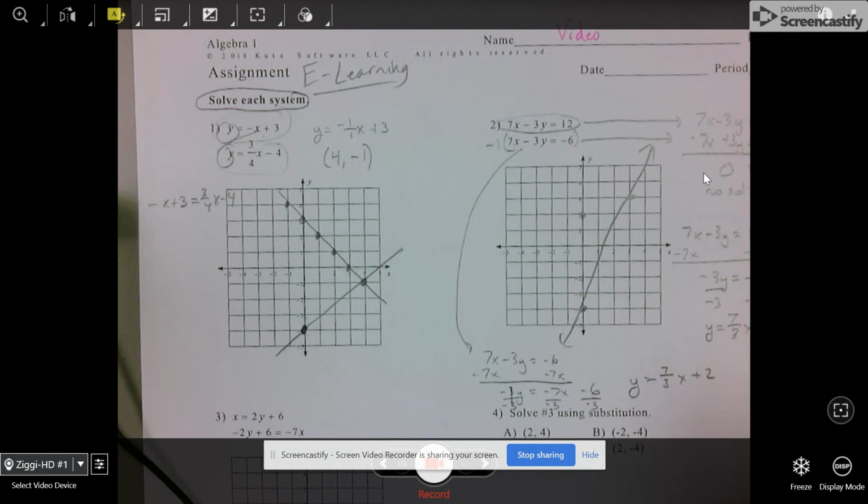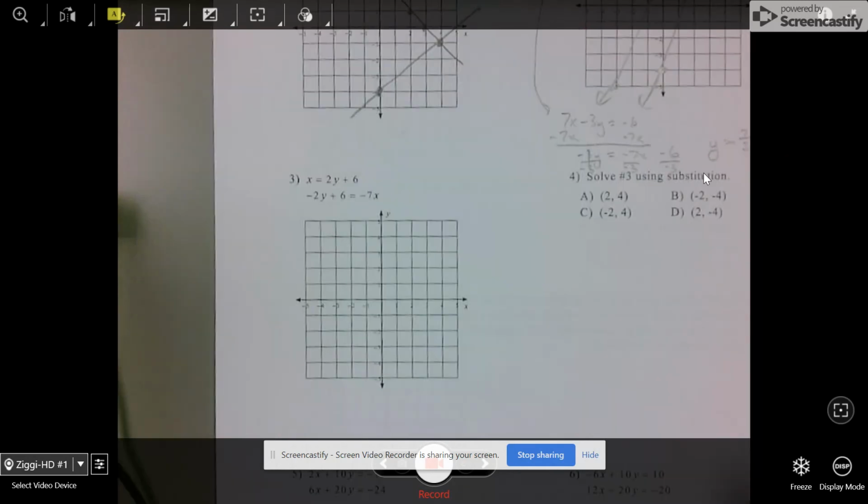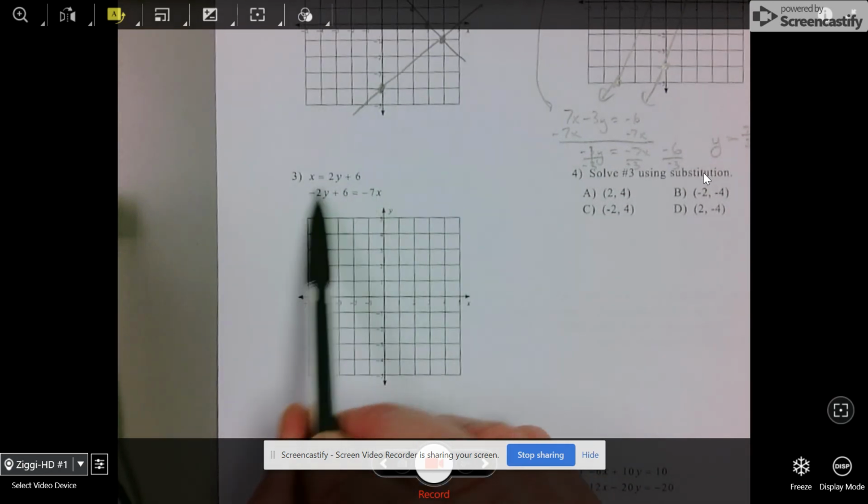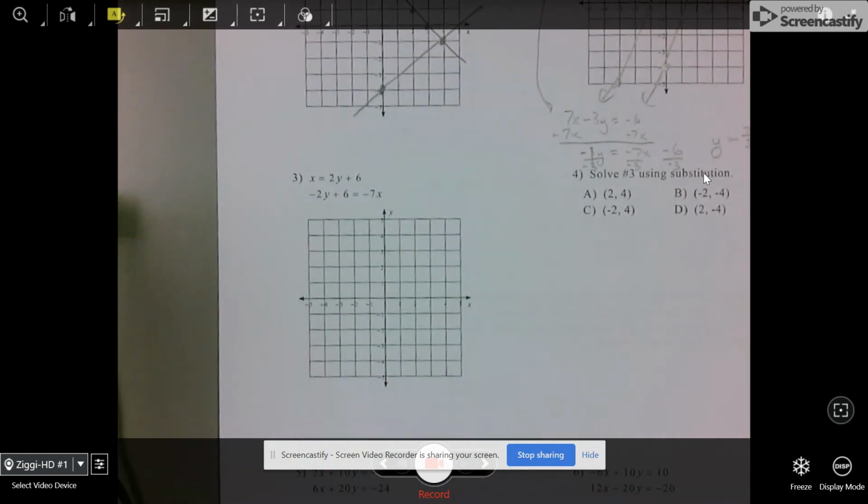Okay, the third one on here, and this kind of gives you all the variety. The third one on here is kind of a mixed bag. You have some x's on one side and y's on the other. Whenever there is a variable that is by itself, substitution is a decent way to go about doing this. So I have x by itself. I'm going to just write down here.